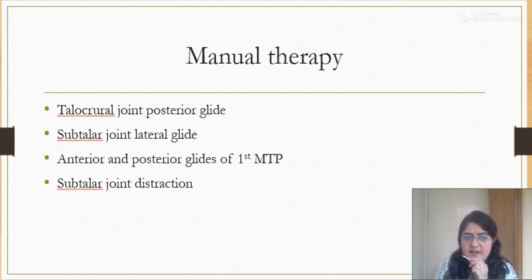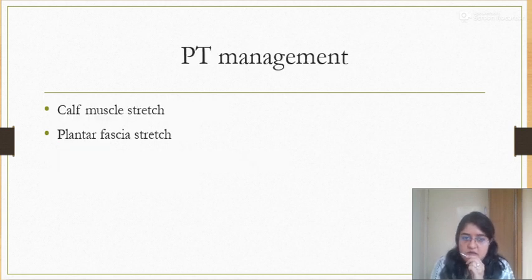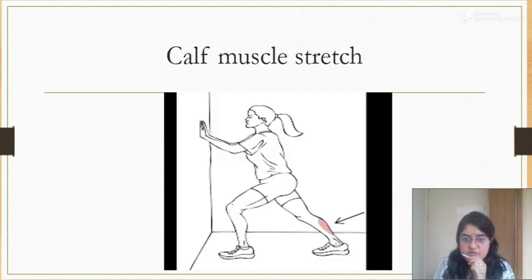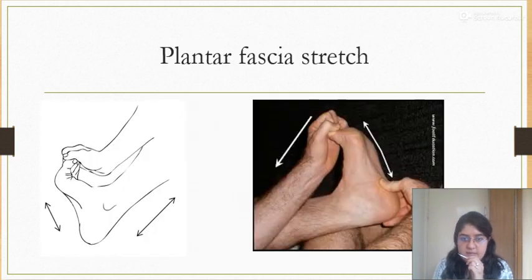The patient can be advised calf stretching. He can be taught self calf stretching so that he can do it at least 2 to 3 times at his place. And plantar fascia stretch can also be taught to the patient, which he has to do regularly at home. This is the calf stretch, self calf stretch, which the patient is doing. And this is the plantar fascia stretch as shown in the picture. All the toes are taken in dorsiflexion along with the dorsiflexion of the ankle.